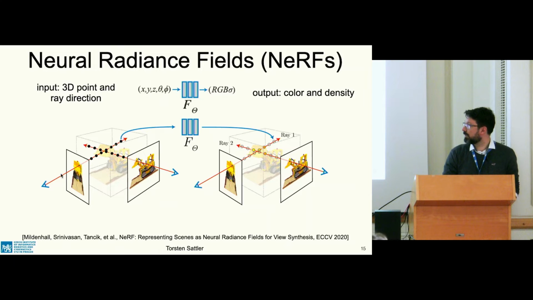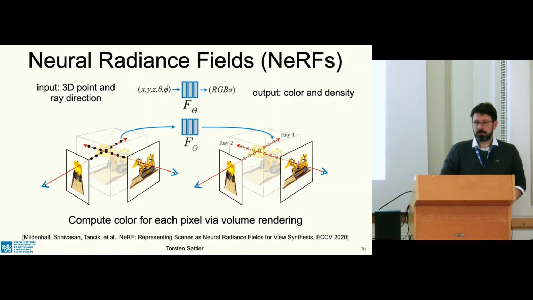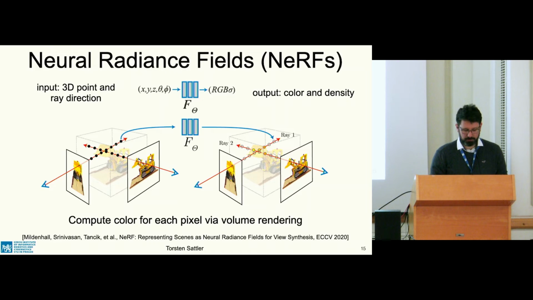For a NeRF, when you would render an image, you essentially do volume rendering. You shoot a ray through the pixel, you sample 3D points along the ray. That gives you, together with the direction of this ray in 3D space, the input to the neural network, and the neural network gives you color and density for each of these samples. So you end up with a color for each pixel computed using volume rendering.